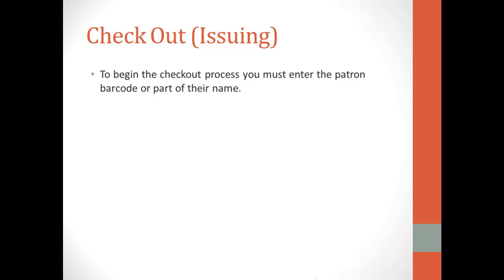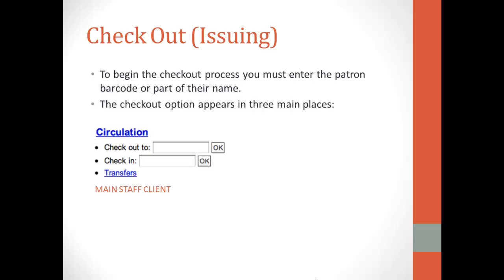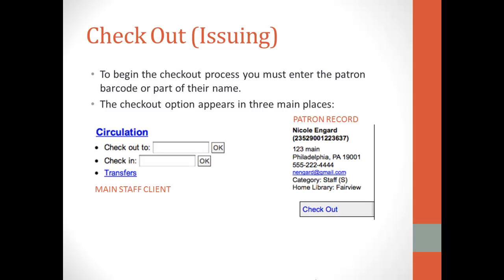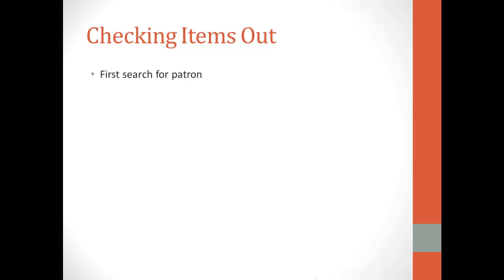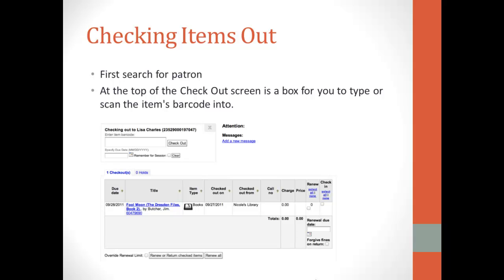To begin the checkout process, you must enter the patron barcode or part of their name. The checkout option appears in three main places: the main staff client, the patron record, and the quick search bar. When checking an item out, first search for the patron. At the top of the checkout screen is a box for you to type or scan the item's barcode into.